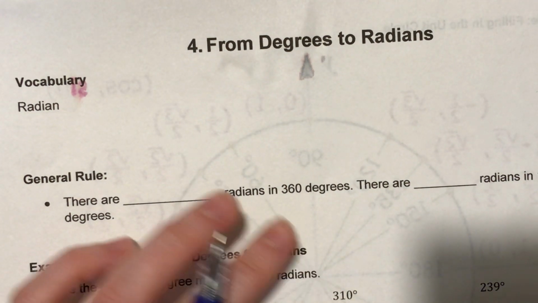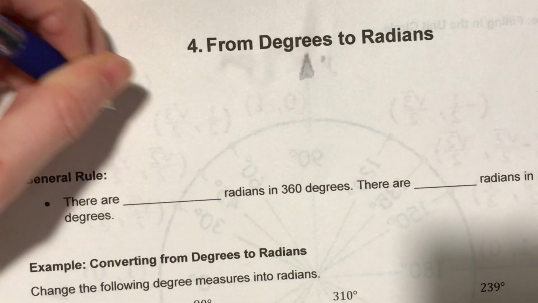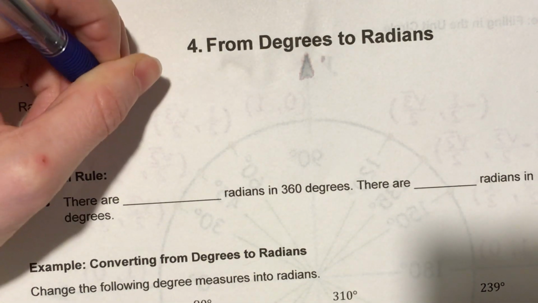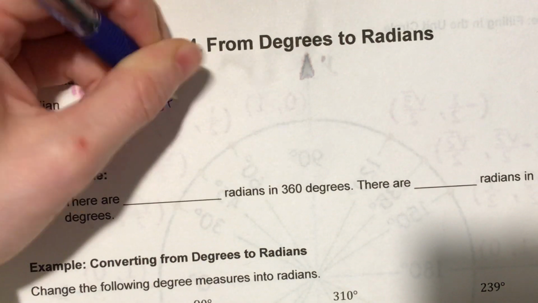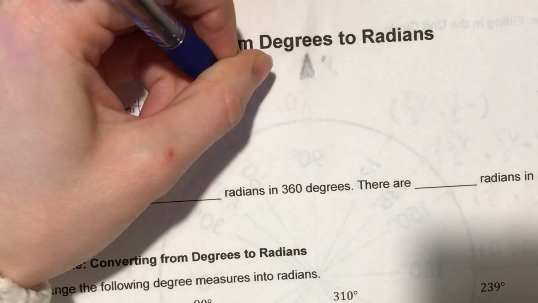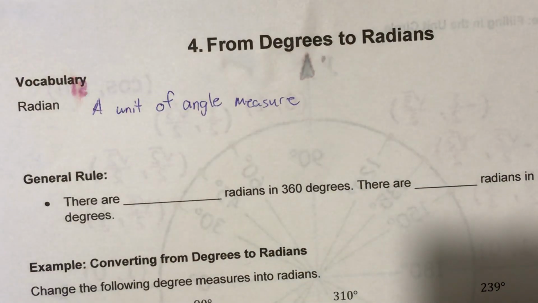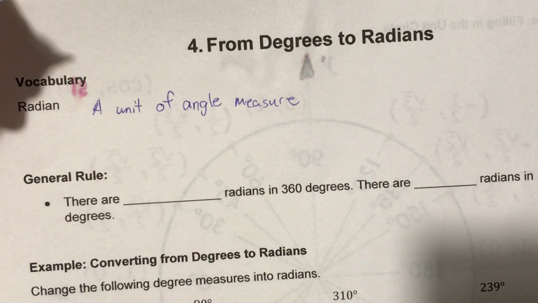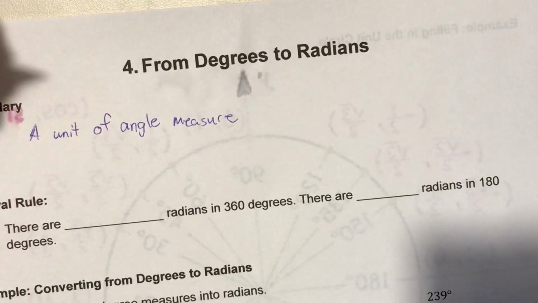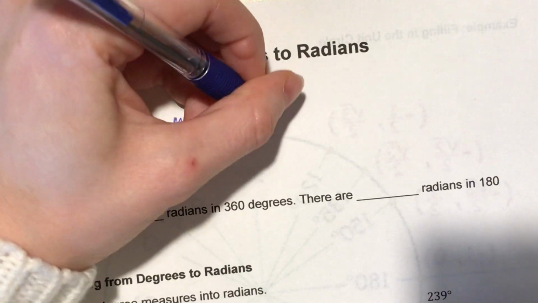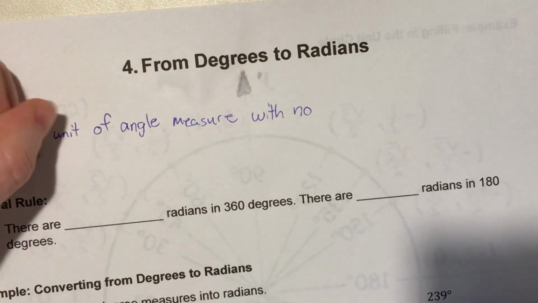So what we're going to write here is: a radian is a unit of angle measure. One of the things we're going to mention is that there's no symbol for radians. Degrees have a little circle degree symbol, but radians don't have any symbol. Radians are a unit with no symbol.